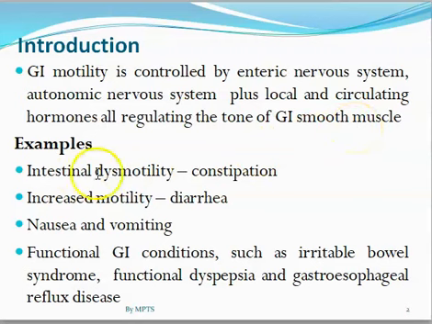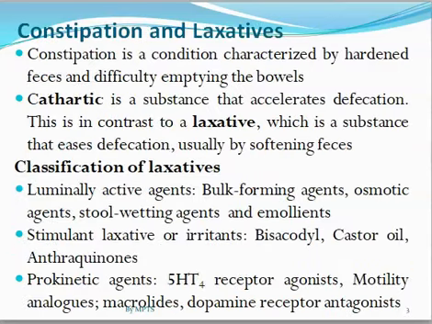As I've said earlier, the conditions include constipation, diarrhea, nausea and vomiting, and other functional conditions, which I'll look at in another presentation, such as dyspepsia. Now, constipation and laxatives. Constipation is a condition characterized by hardened feces or difficulty in emptying the bowels. Let me first define two terms: a cathartic agent is a substance that accelerates defecation, whereas a laxative is a substance that eases defecation. They are almost the same, but a bit different.